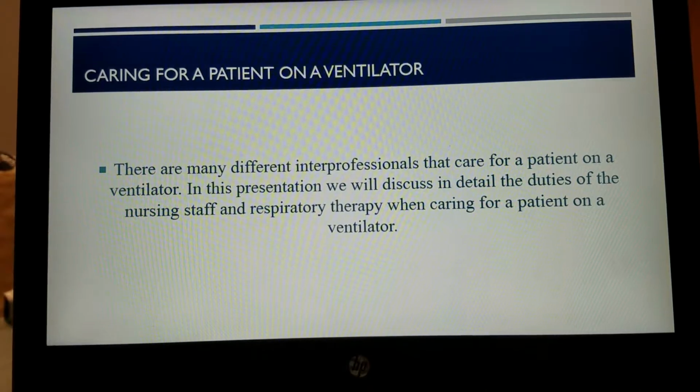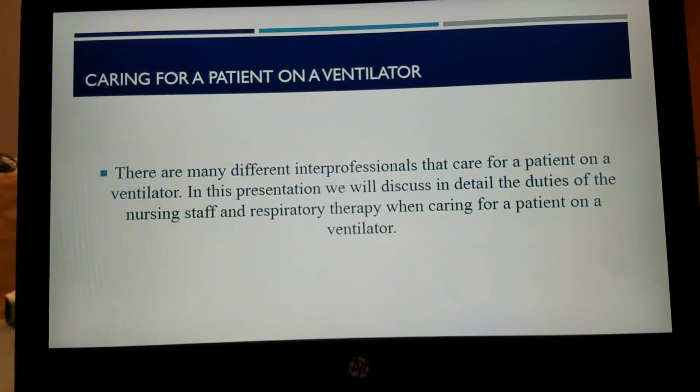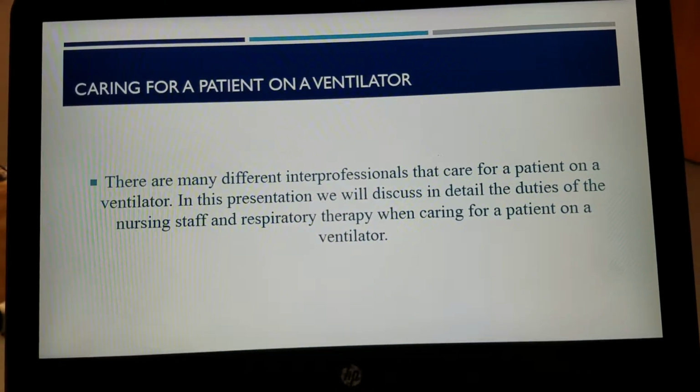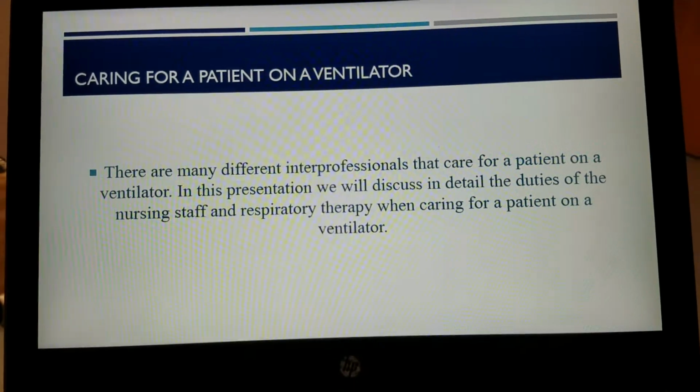Caring for a patient on a ventilator. There are many different interprofessionals that care for a patient on a ventilator. In this presentation, we will discuss in detail the duties of the nursing staff and respiratory therapy when caring for a patient on a ventilator.